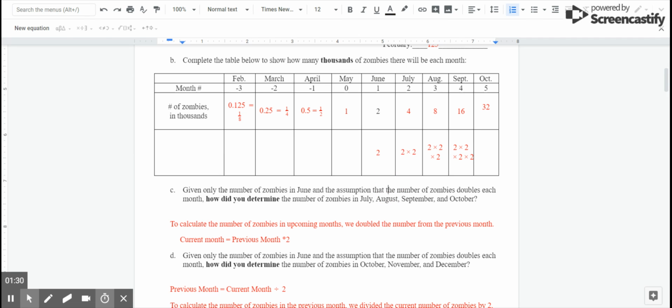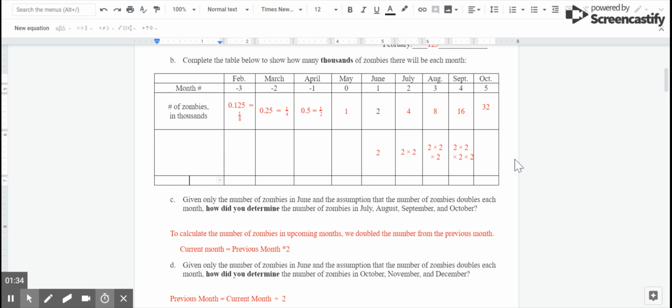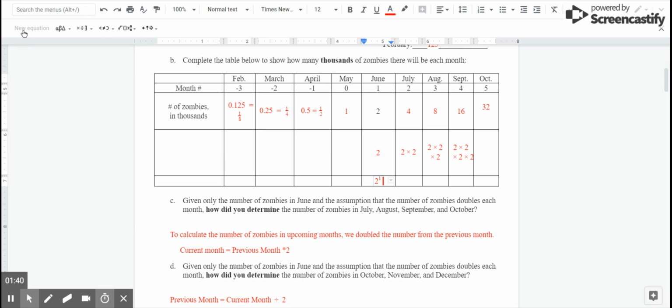Hopefully you'll notice that what we're doing here is using exponents, right? And if I write this in exponential notation, it should be a little easier to deal with. June is 2 to the first power. July, I've got 2 2s. That represents 2 to the second power. August, 3 2s. That's 2 to the third power. September, 4 2s. That's 2 to the fourth power.